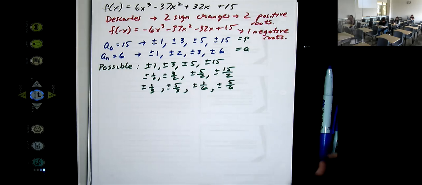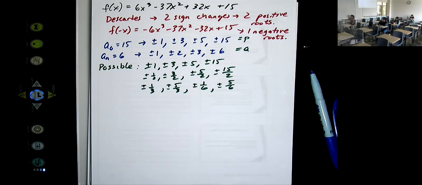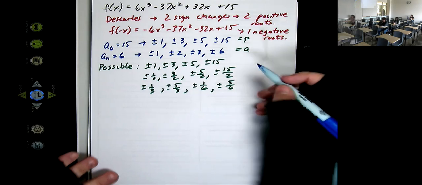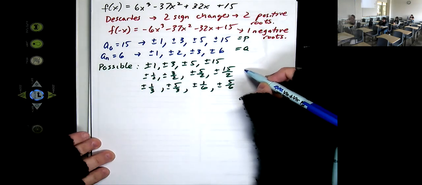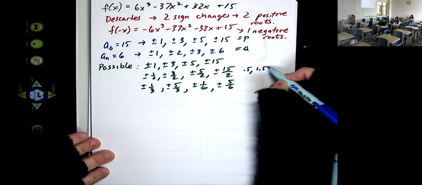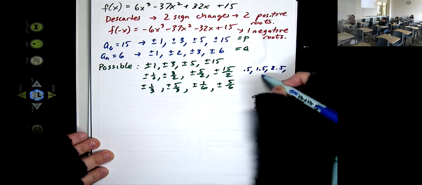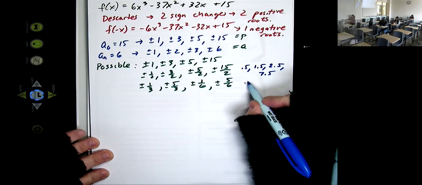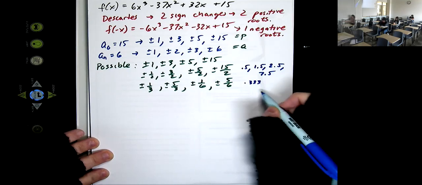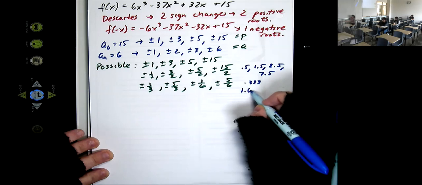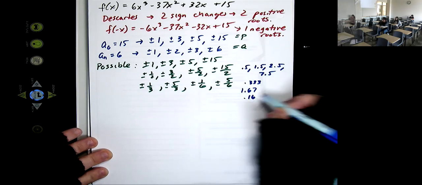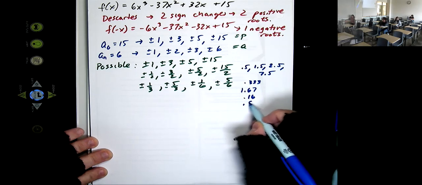I'm going to write them in order. Let's start with the positive roots or the negative roots. It might help to go look at some of these and go, what are these values here? I've got 0.5, 1.5, 2.5, 7.5 there. 1/3 is 0.33. 5/3 is 1.667. 1/6 is 0.16. And 5/6 is 0.83.